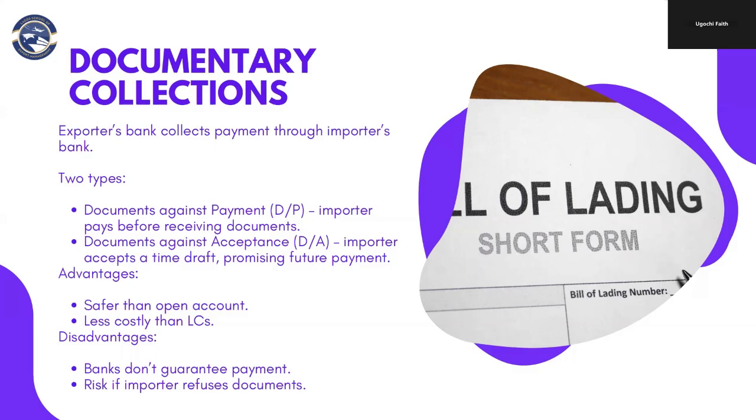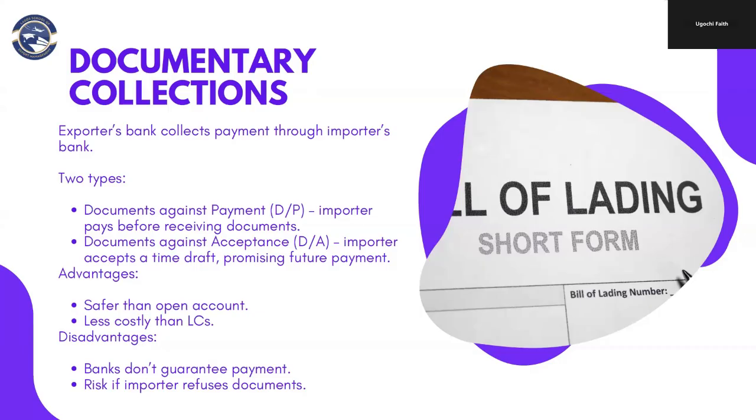Documentary collections, Exporters Bank collects payment through Importers Bank. Okay. Exporters Bank collects payment through Importers Bank. The letter of credit also works in this way, but this is really different. When we talk about open account, the importer directly can just pay to your own exporter's account. But in documentary collection, it's the importer's bank that will pay to the exporter's bank. So there is a reason why this happens that way. So let's just quickly look at it.